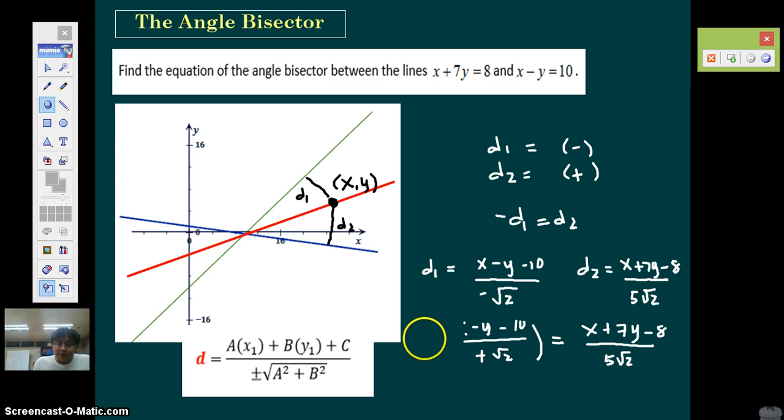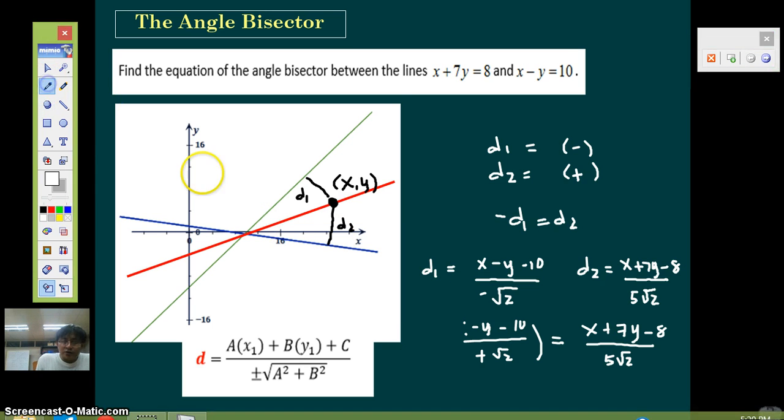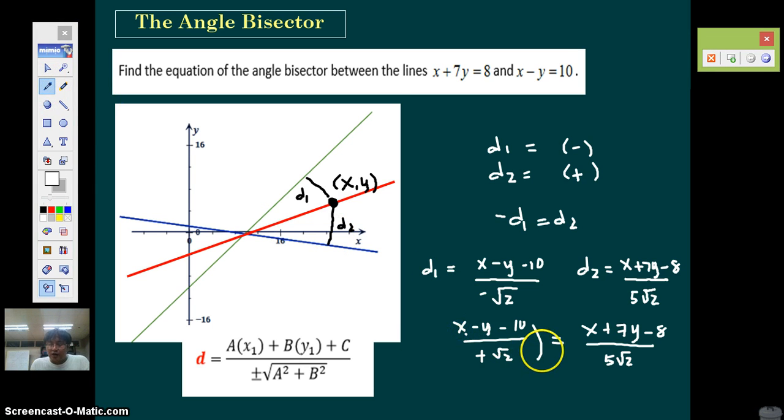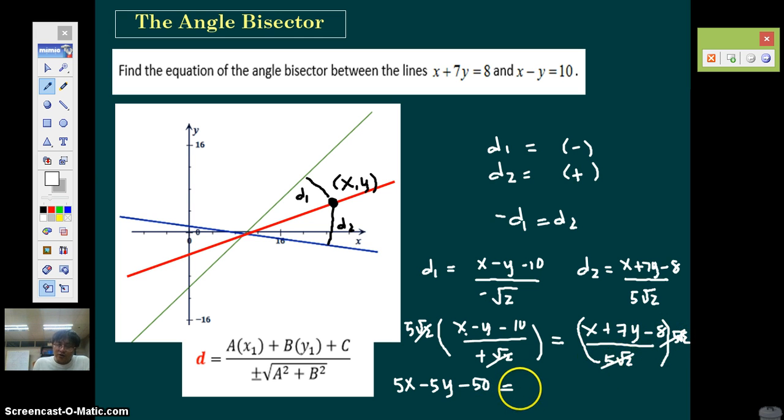So this is x minus y minus 10 over positive square root of 2 equals x plus 7y minus 8 over 5 square root of 2. Multiplying both sides by 5 square root of 2 to remove the denominators, the square root of 2 will cancel out. 5 will be distributed. So this will be 5x minus 5y minus 50 is equal to x plus 7y minus 8.